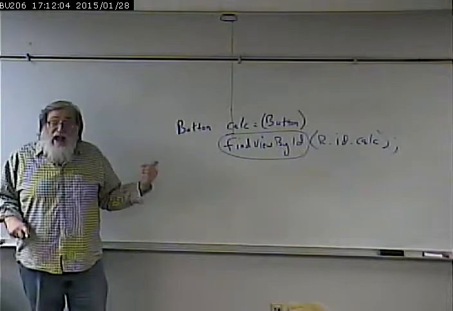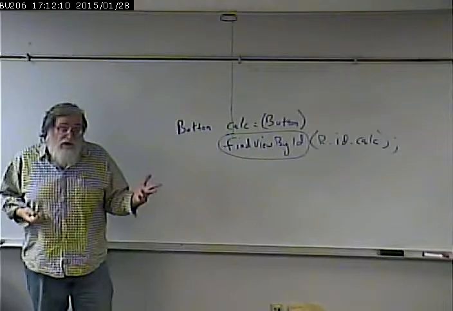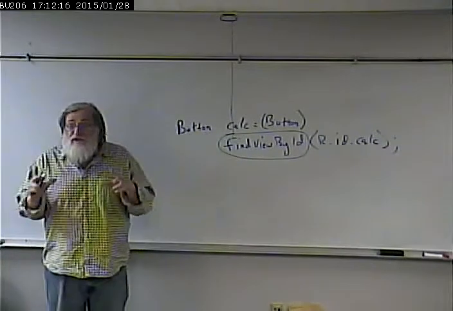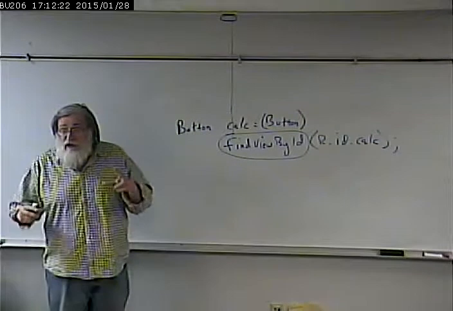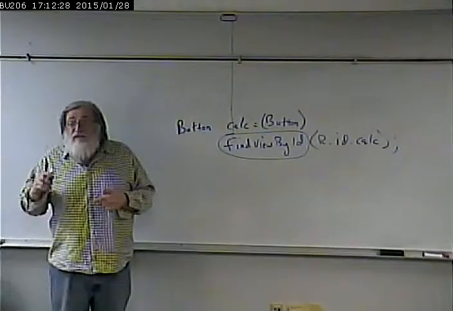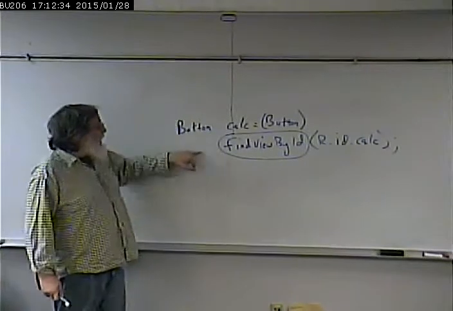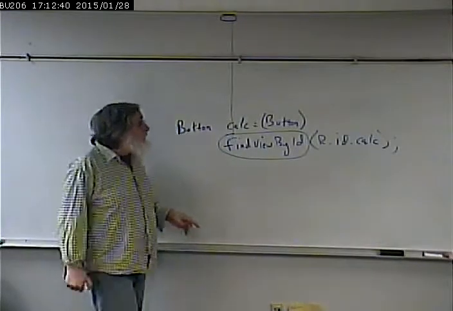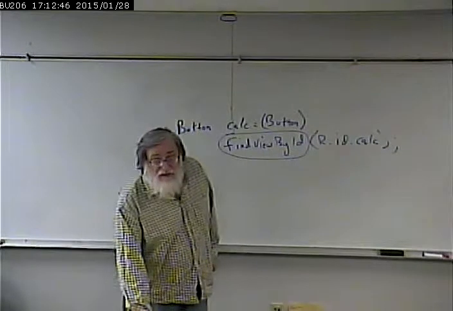We'll use this later on to find a view within another view. Views can be nested, almost like with HTML. You can have views inside of views. You can make tables in your Android GUI, and you can point to a table row, then find something in that specific table row that has an ID. If you did that, there'd be something before this. But because there's nothing before this, we're finding on the main content view the thing that has the ID of calc.